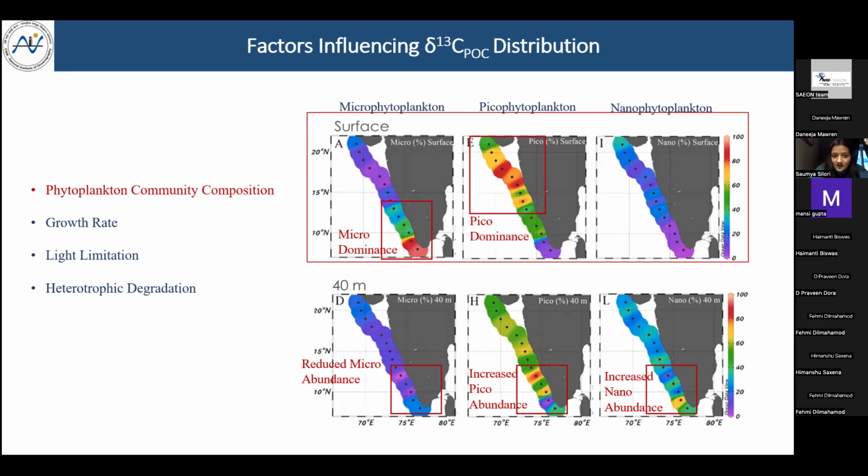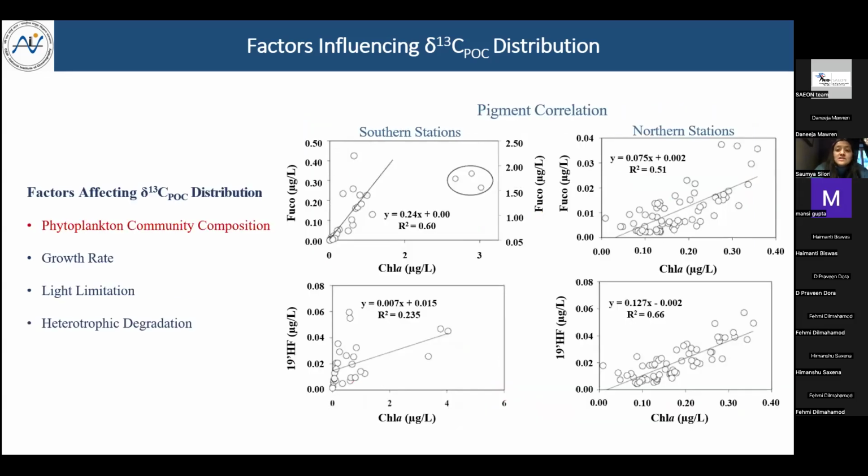Next, we try to look into the community a little bit better using the pigment correlations. If we look at the southern stations, I have fucoxanthin here, which is a diagnostic pigment for diatoms. We see the fucoxanthin shows a significant positive correlation with chlorophyll, and this tells us that diatoms are the major contributor to chlorophyll in the southern stations. And this has also been confirmed by a lot of microscopic studies. In the northern stations too, we see that fucoxanthin shows a significant relation with chlorophyll, but there's a difference in the slope between what we see in the south and the north.